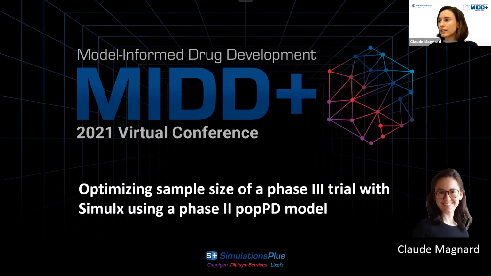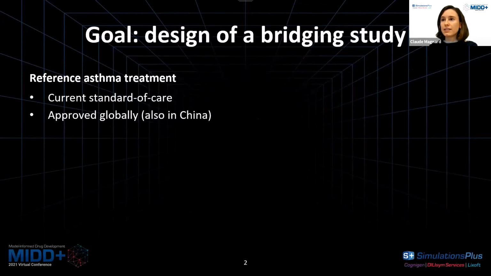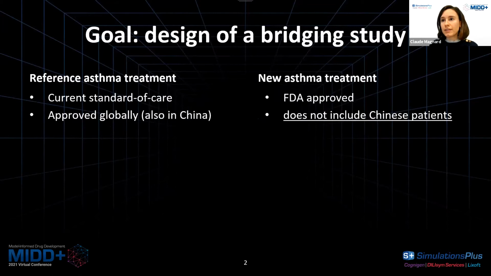So in this case study, we will compare two treatments for asthma. So we have a reference treatment, which is the current standard of care, and that is approved for the treatment of asthma globally, including in China. And we have a new treatment that is under investigation in China, and that was recently approved by FDA for treatment of asthma. So it has already been evaluated in terms of efficacy and safety in a randomized, double-blind, active controlled phase 3 study, but on a majority of white patients and with no Chinese patients.